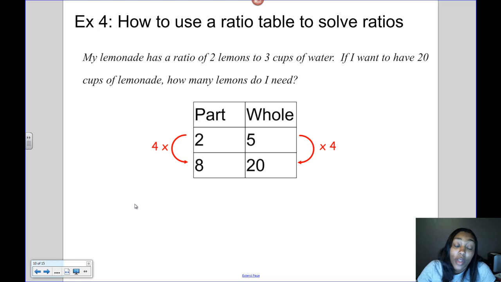So the important thing to remember about ratios is that they are a comparison. Sometimes it's a part to part, sometimes it's a part to whole, and ratios can be written in 3 different ways: a symbol, words, or in fraction form. A ratio is not the same thing as a fraction, so try not to get those mixed up, and we can use ratios to help us solve other problems.